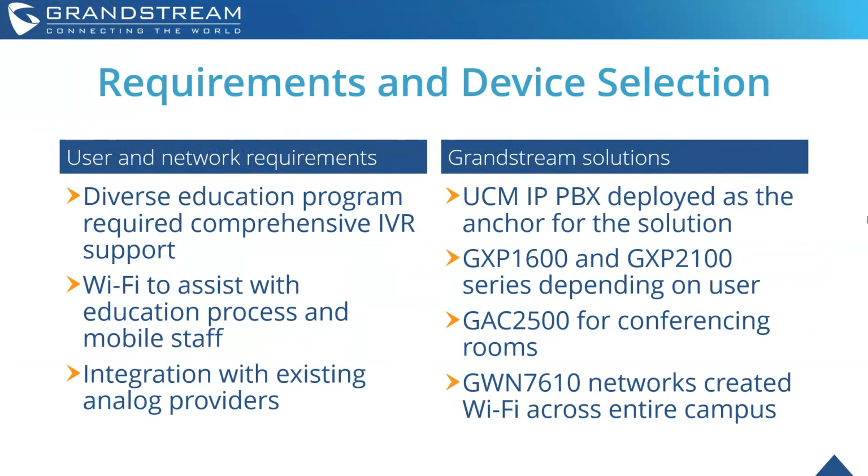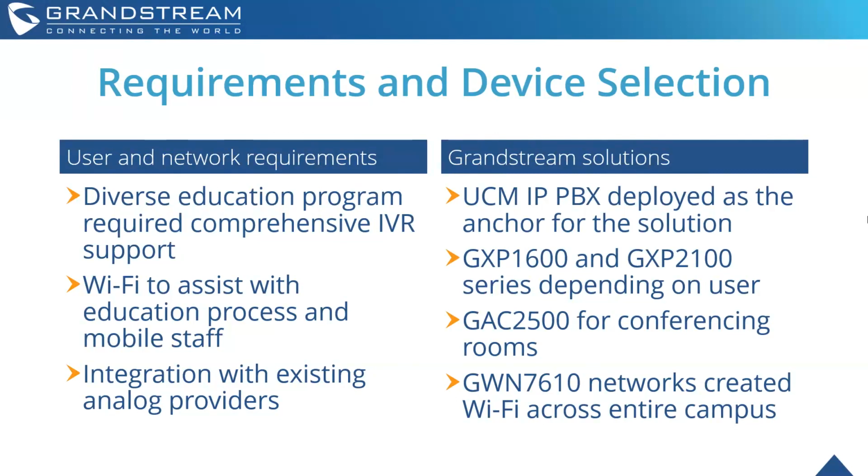All right, so some of the requirements and the devices that we chose to go with here. So let's take a look at the user network requirements. They had a diverse education program that really required comprehensive IVR support, many different departments, many different individuals responsible for the education process. Wi-Fi was needed to assist with that education process, along with keeping staff mobile. And then we need integration with existing analog providers, just to fail-proof the solution.